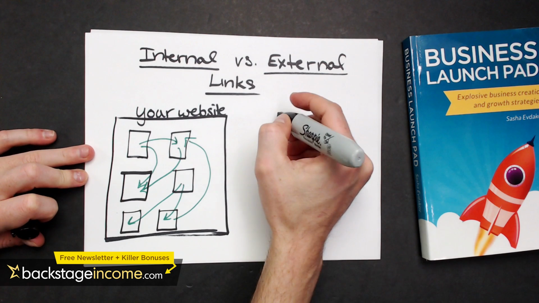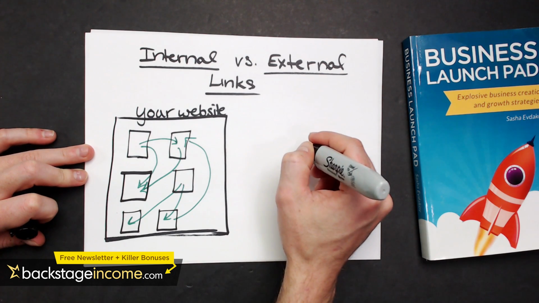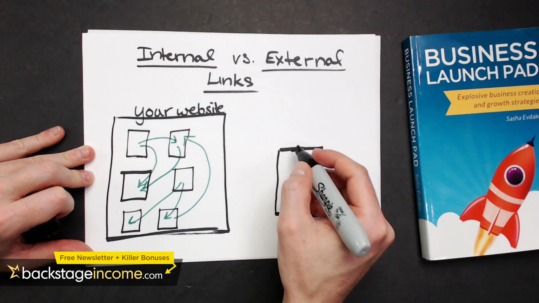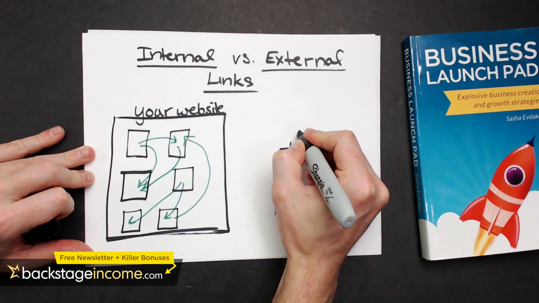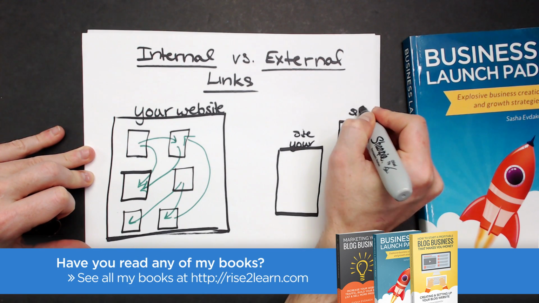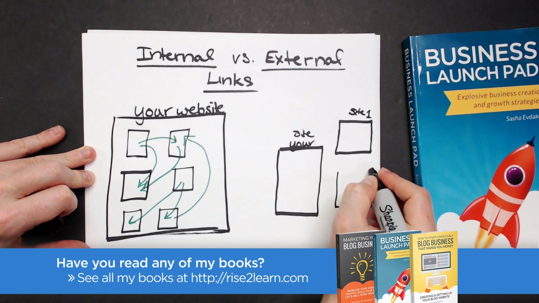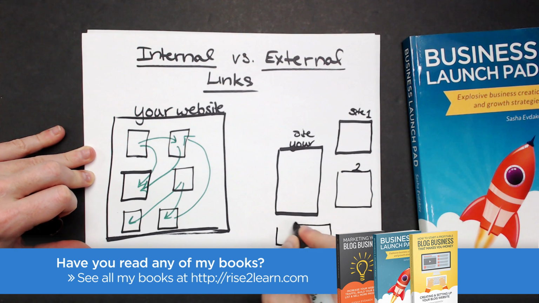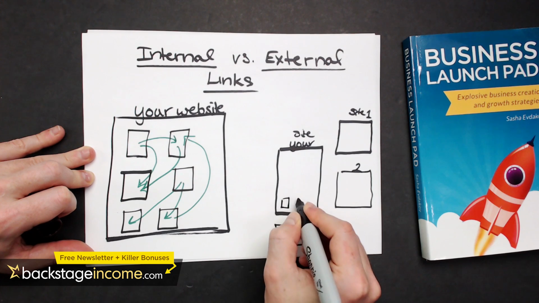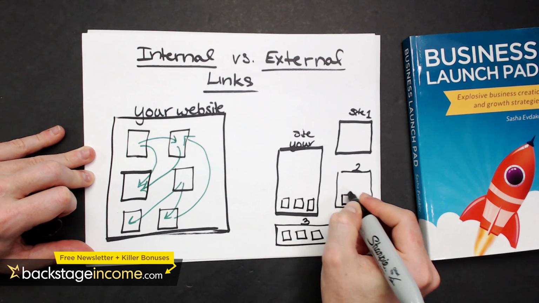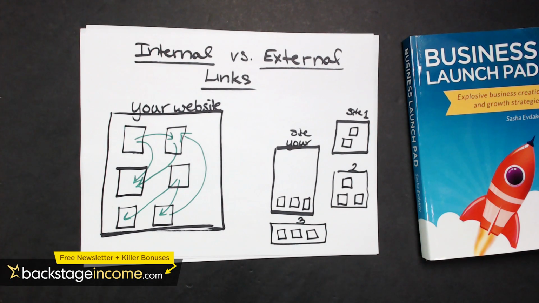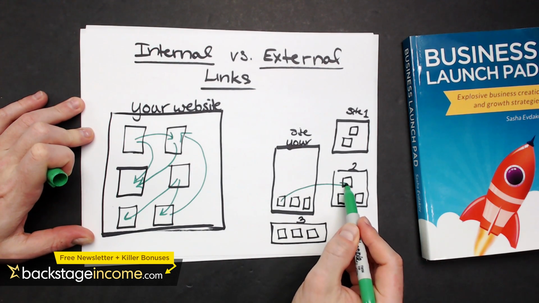Now, external links are a little bit different. Say this, for example, is your website. But then you also have other websites out there. You have site number 1 over here, then another website over here, and this over here could be a third website. And they all have their own pages. When you look at external links, all you're really talking about is a page from your website linking to something external.